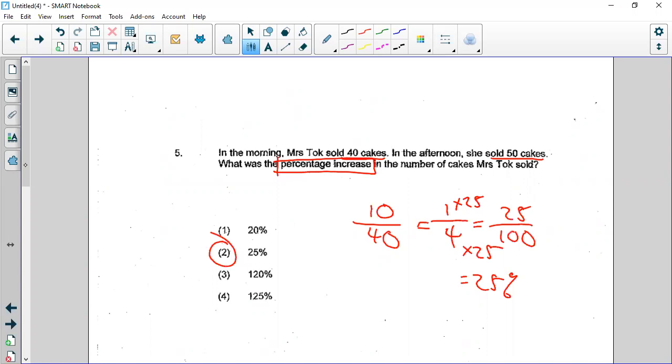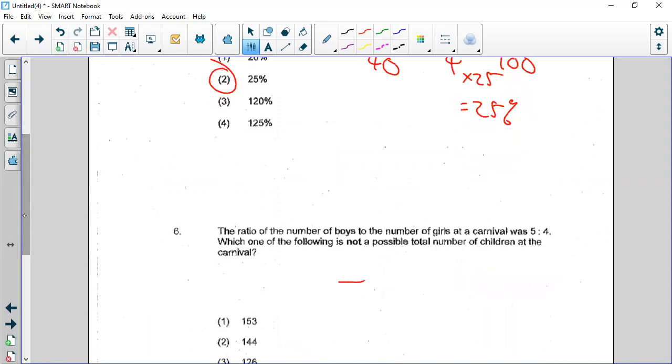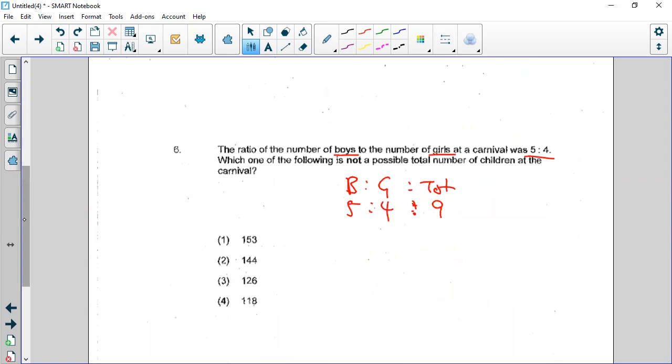Okay, question number 6, ratio. So the ratio of the boys to the girls was 5:4. So what do we do? I would like to label the ratio. When you see ratio, then you put down the ratio. And of course, you can put the total. How many boys and girls together? So the total is 9 units. Which one of the following is not a possible total? That's why you must have a total here, because the question asks you for total number, right? So your ratio has a total. So what do we do? Very simple. You look at all the answers. Can you divide by 9? If cannot divide by 9, it is not possible, all right? Because people think there are people.